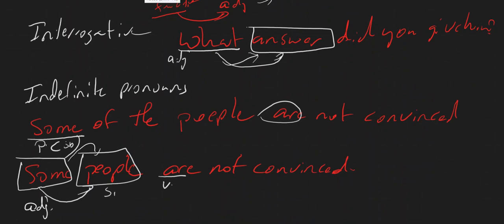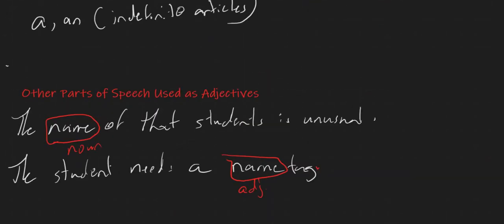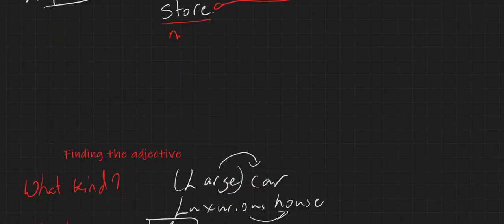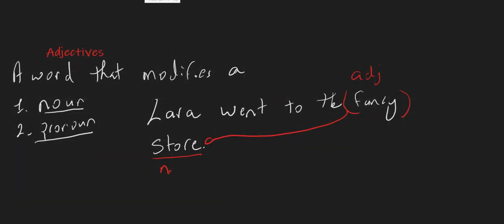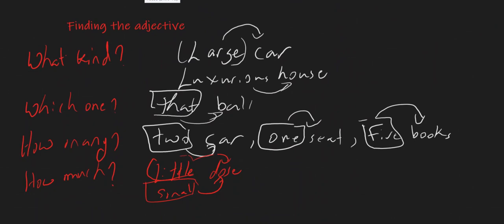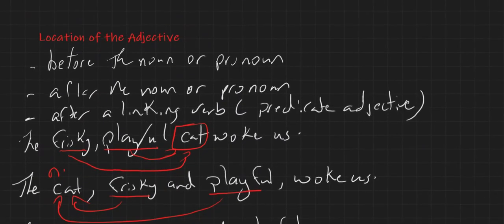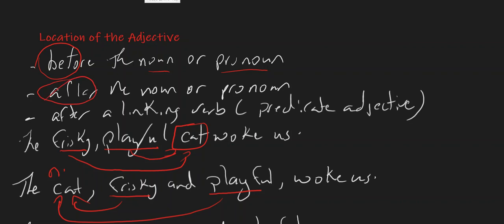So this is a very quick lesson about adjectives. We discussed first at the beginning, let's scroll at the top, we talked about adjectives. What are they? They modify nouns or pronouns, and to find the adjectives we need to ask the question of what kind, or which one, or how many, or how much. The answer to your question will be your adjective. To find the location of the adjective, there are three places where you can find an adjective. It can be either before a noun or pronoun, it can be after the noun or pronoun, or it can be after a linking verb.